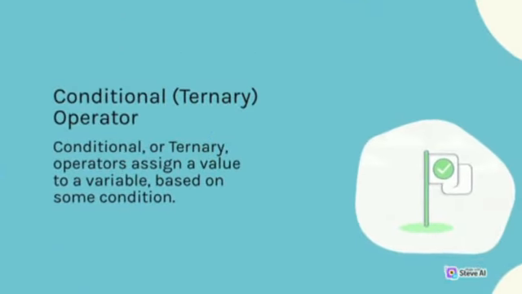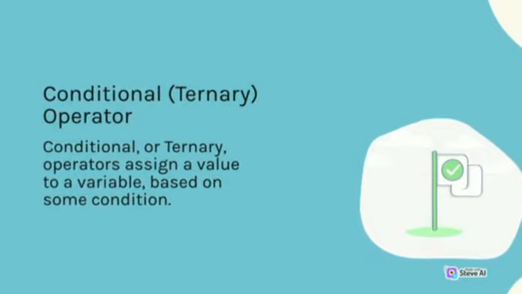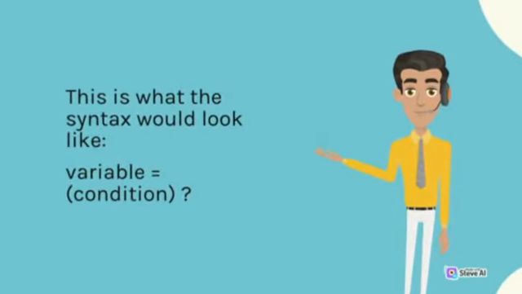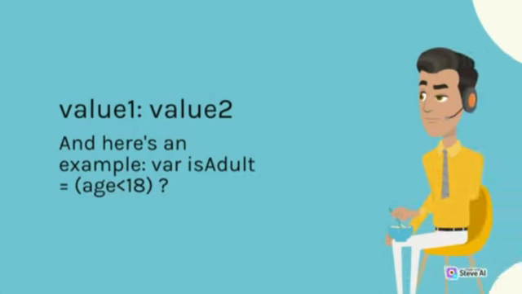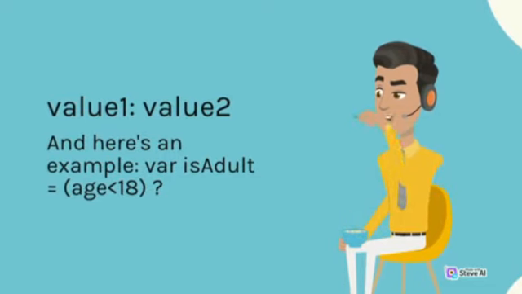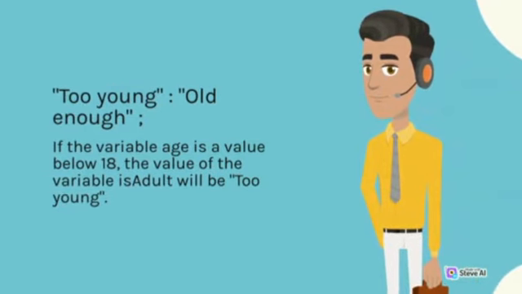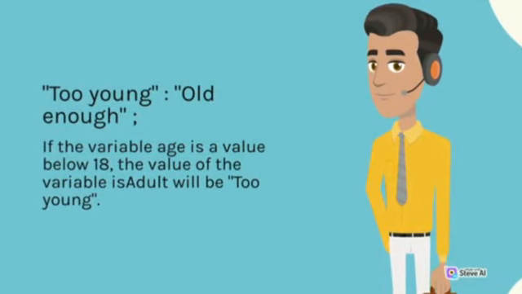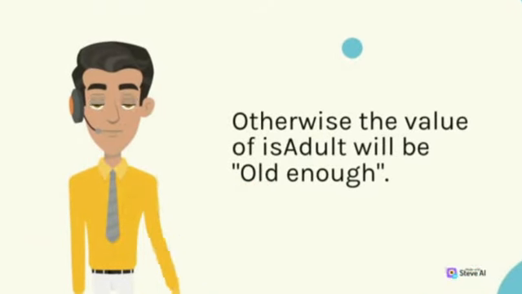Conditional, ternary, operator. Conditional, or ternary, operators assign a value to a variable, based on some condition. This is what the syntax would look like: variable = (condition) ? value1 : value2. And here's an example: var isAdult = (age < 18) ? "too young" : "old enough". If the variable age is a value below 18, the value of the variable isAdult will be too young. Otherwise the value of isAdult will be old enough.